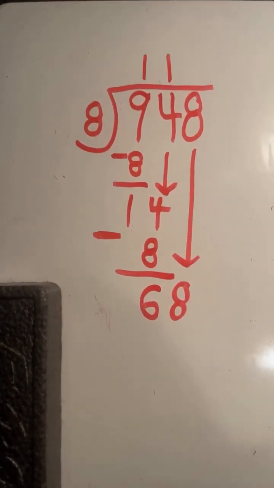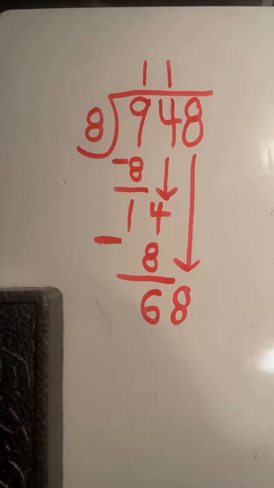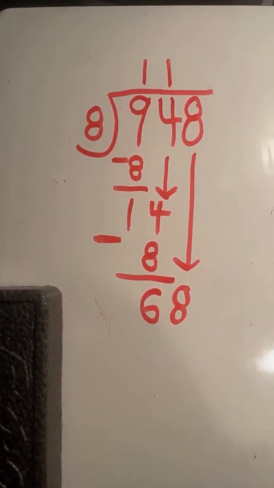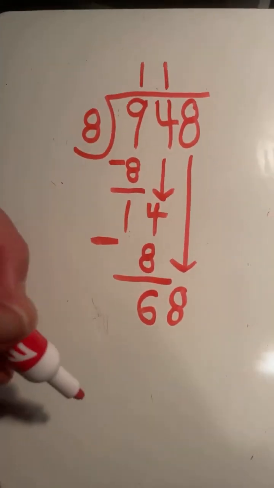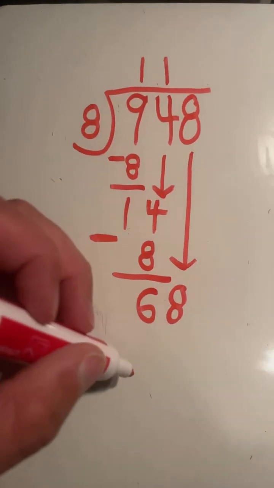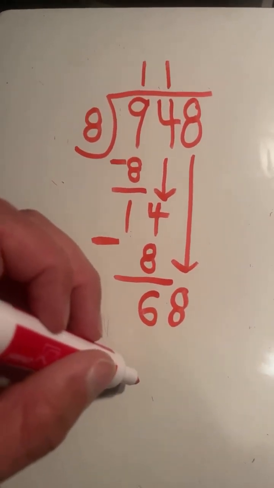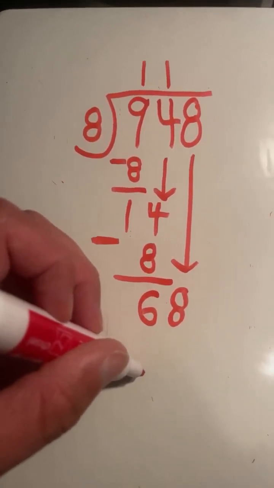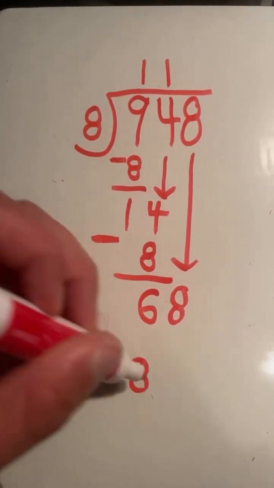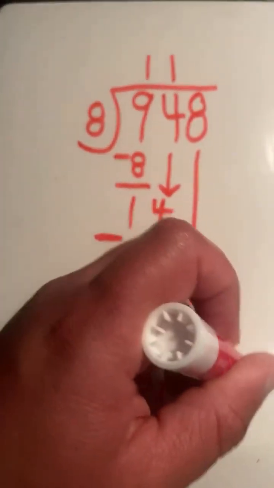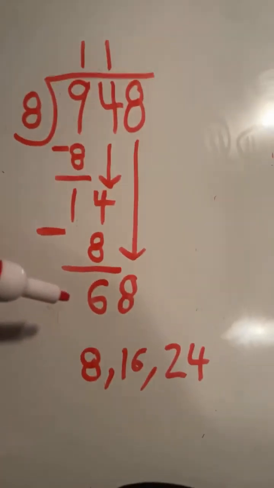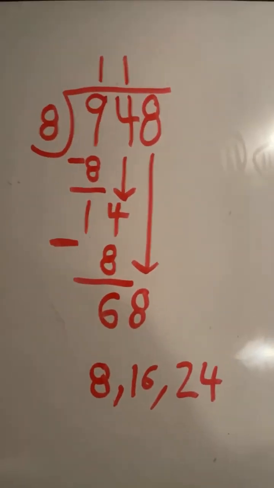The 6 becomes 68. And now we have to figure out how many groups of 8 we can fit into 68. So we're going to skip count by 8s again. 8, that's one group of 8. 16, two groups of 8. 24, three groups of 8. We have to keep going until we get to 68.